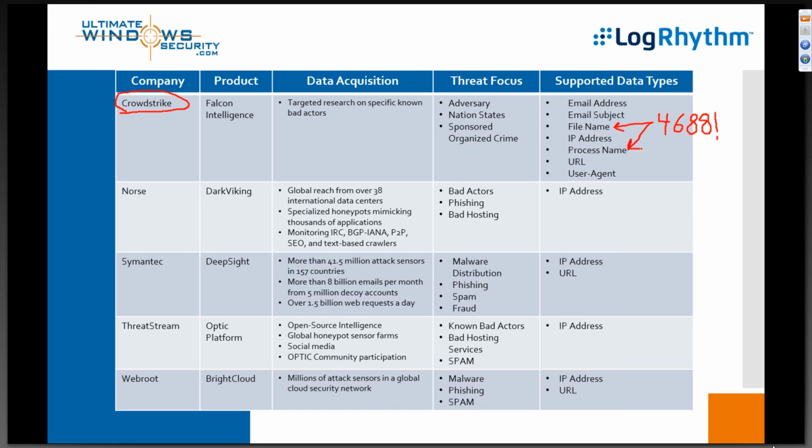Then I'll bet there's more than one person that's familiar with Symantec and their Deep Insight product here. They have more endpoints around the world than any other organization that I can think of. They're providing threat intel through malware distribution, just collecting data off their endpoints for phishing, spam, fraud, and they're a great source for IP and URLs. Again, that feed is very, very pervasive, though. They're amazing, the intelligence you can get out of Symantec.